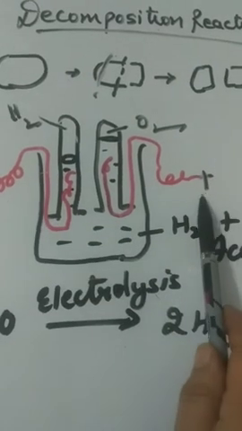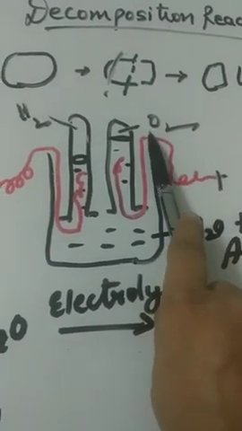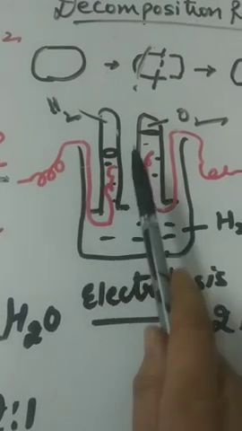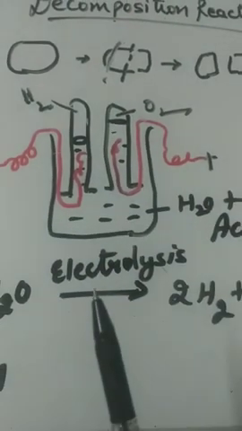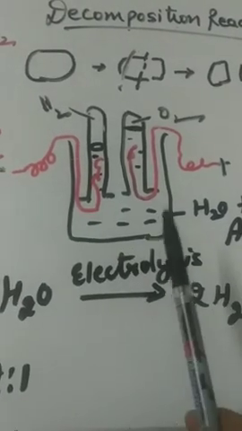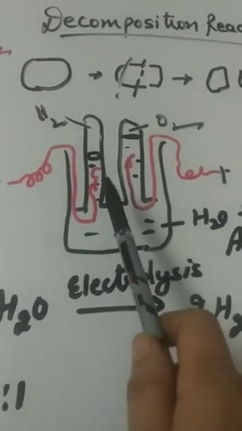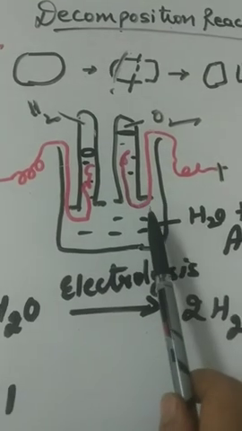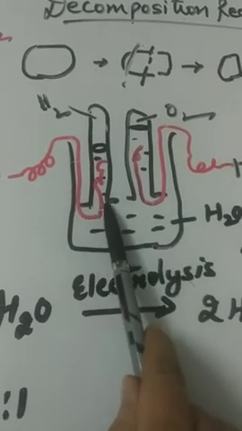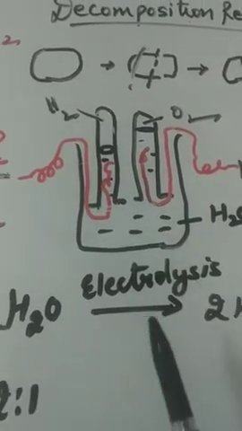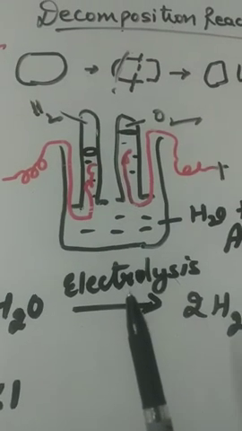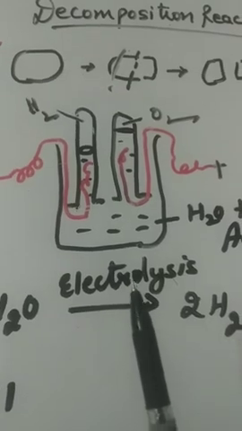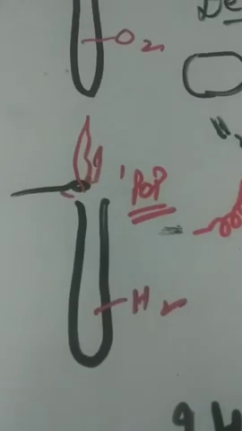On the positive terminal, oxygen will collect. On the negative terminal, hydrogen gas will collect in the test tube. Now, when we stop passing electric current, we will take these test tubes out from the beaker and cork their mouths so that these gases will not come out from the test tube. Now we want to test which gas is collected at which terminal. So we will do some experiments.